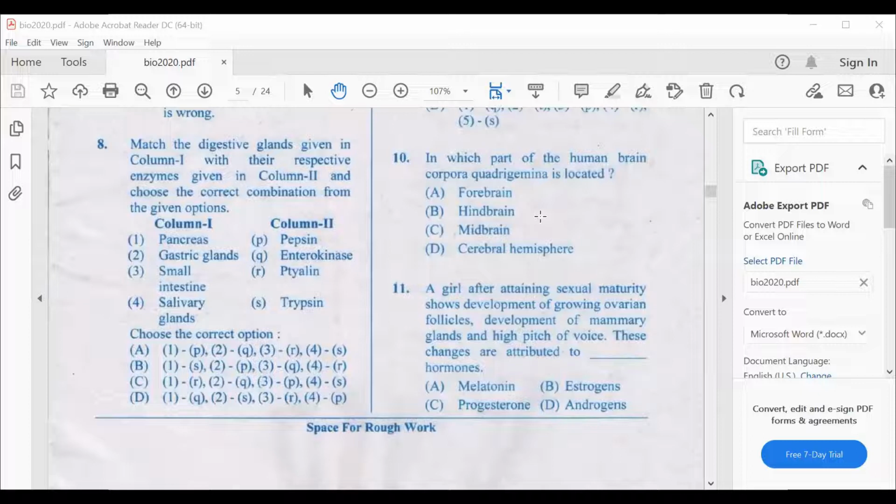Option A, melatonin. Option B, estrogen. Option C, progesterone. Option D, androgen. So what is the answer? 11th one. Tasmia answered it as option B. Vani KS answered it as option B. Kirtana answered it as option B.